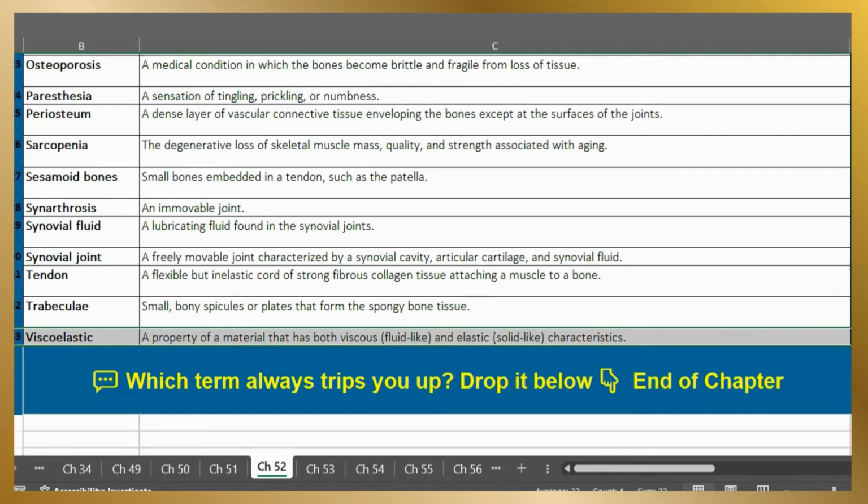The last one, viscoelastic. It's a property of a material that has both viscous, fluid-like and elastic, solid-like characteristics. It's a tissue with both fluid and elastic properties. So visco means fluid, and elastic is stretchy. So, which term always trips you? Drop it below. And here is the end of the chapter.